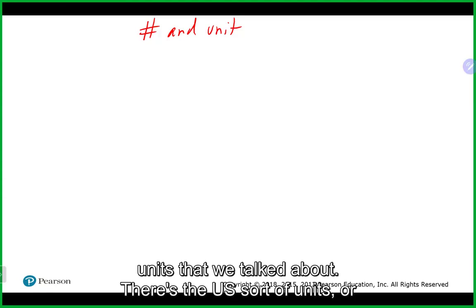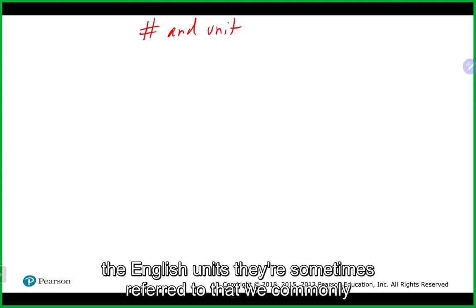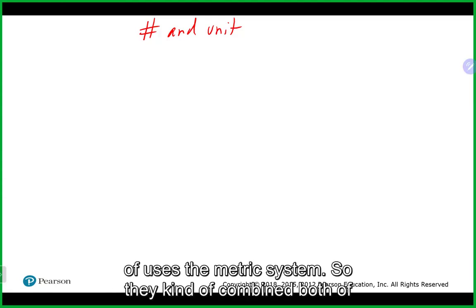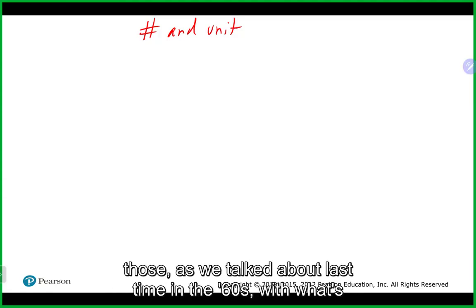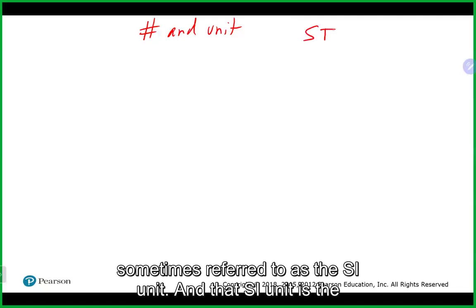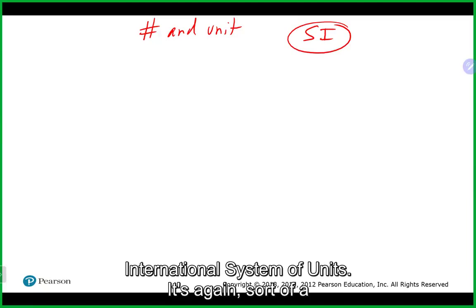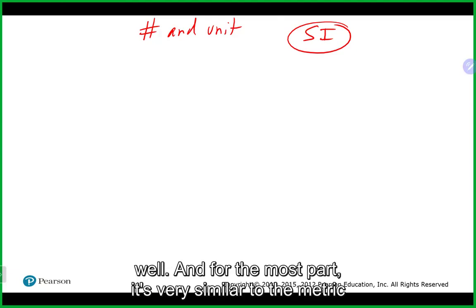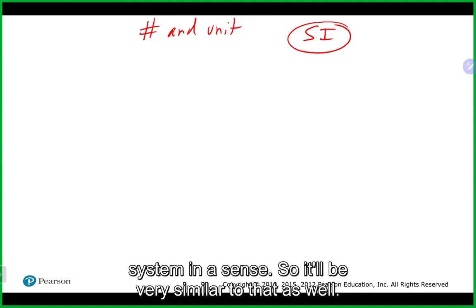Remember, there are two types of units we talked about. There are the US units, or English units, that we commonly use here in the US, and pretty much everybody else uses the metric system. In the 60s they combined both of those into what is sometimes referred to as the SI unit, the International System of Units. It's a standardized system used in chemistry and science, and it's very similar to the metric system.